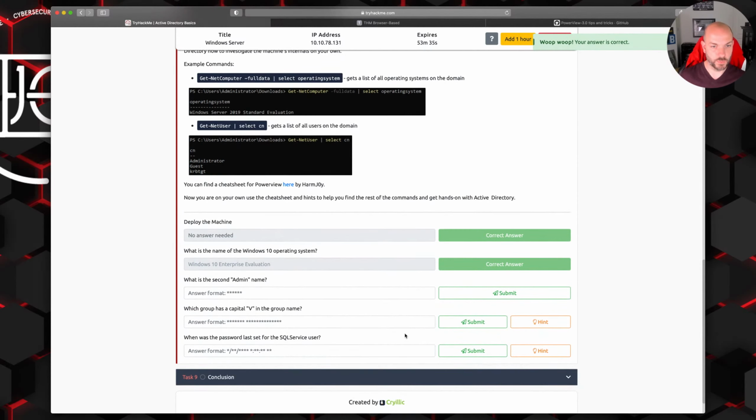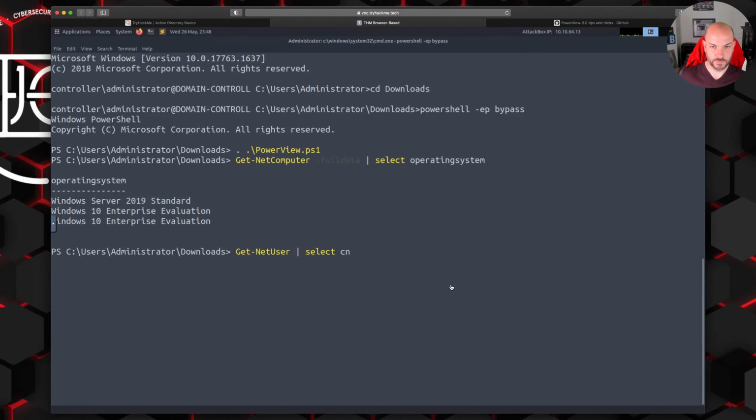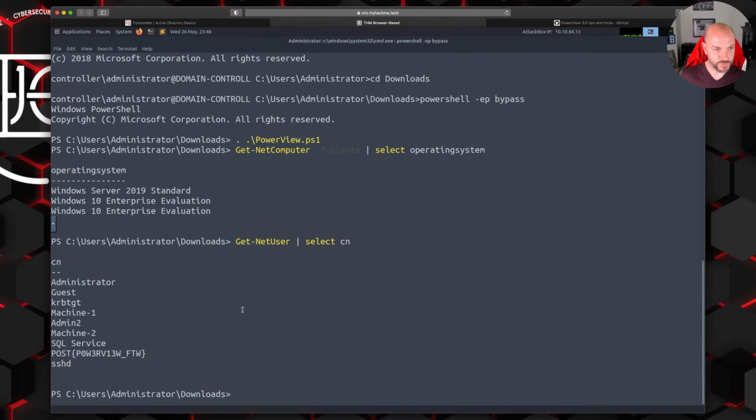Okay. What is the second admin name? So we're going to take a look. We used Get-NetUser. And again, like I said, we use a common name. Here, let's see. So what do we have here? As far as options that come up here, the second one looks like it's going to be admin 2.